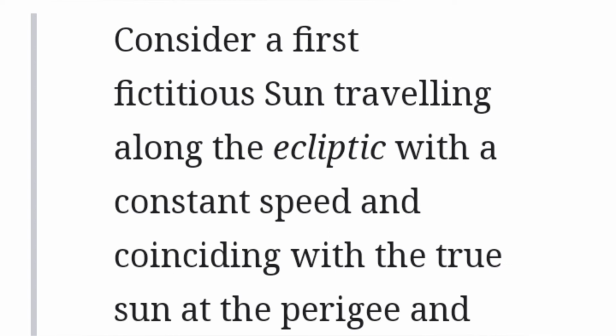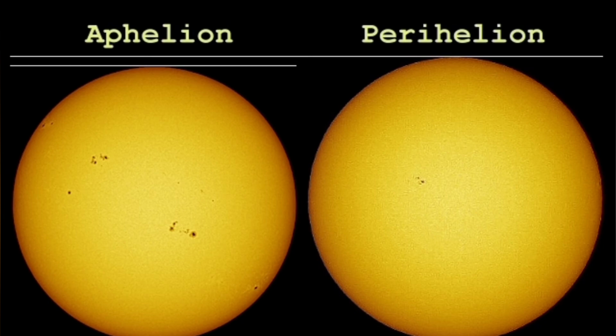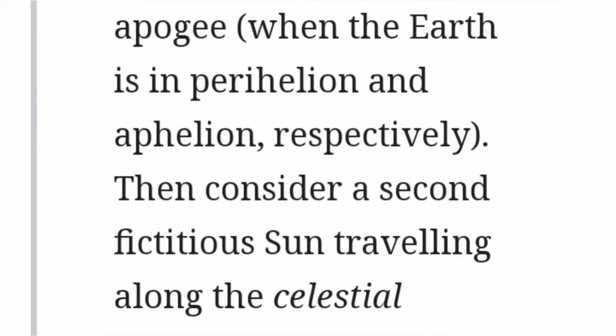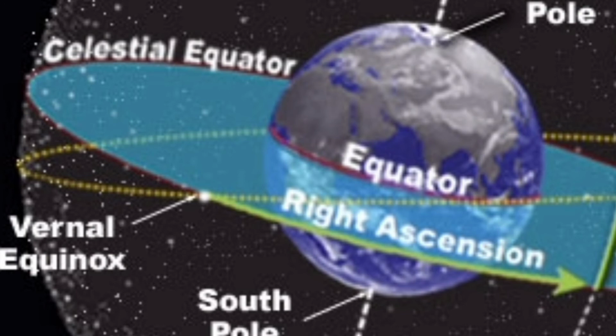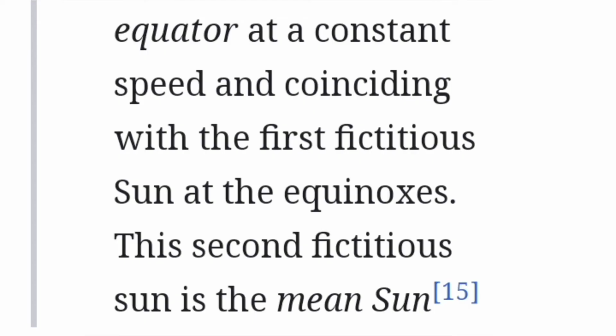which is perihelion, actually. And apogee, when the Earth is in perihelion and aphelion respectively. Then consider a second fictitious sun traveling along the celestial equator at a constant speed and coinciding with the first fictitious sun at the equinoxes. This second fictitious sun is the mean sun.